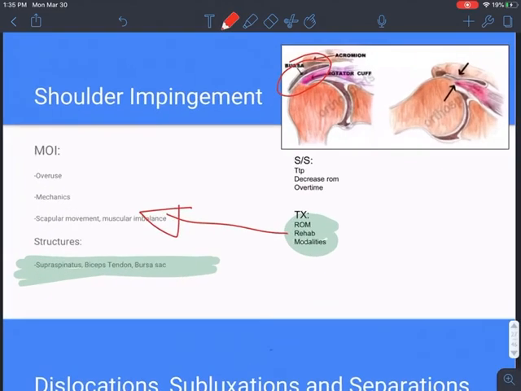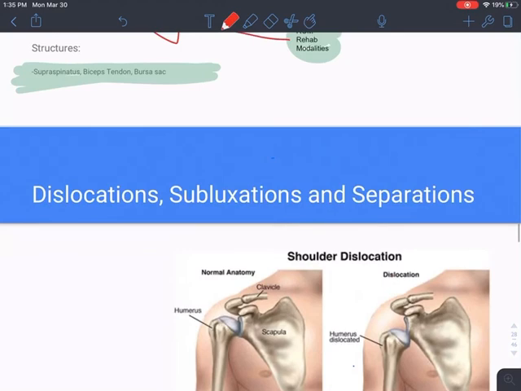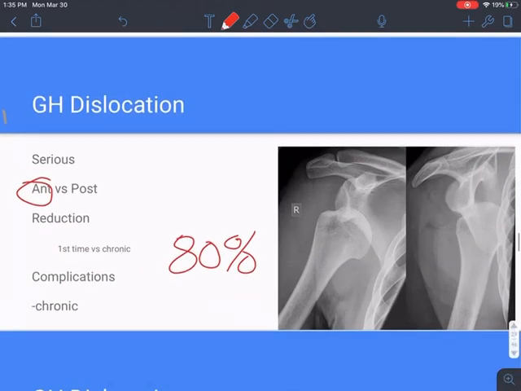Now, dislocations, subluxations, and separations. All right, so let's talk about glenohumeral joint dislocations. Most commonly, it's going to dislocate anteriorly. And then reduction is reduce it, right?